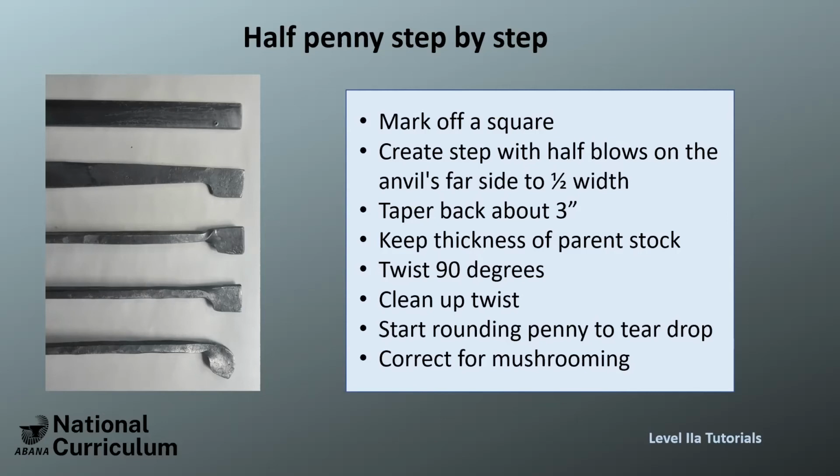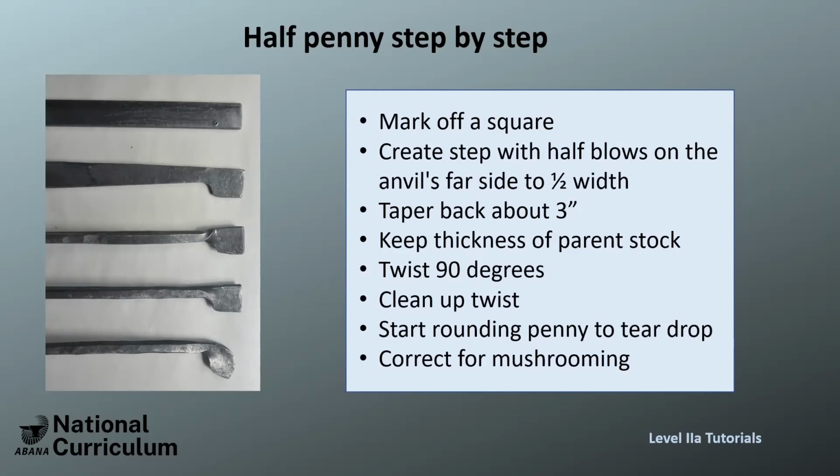That's what we will end up with, but we just go to 3/8 here, which is about half of the original width. And we twist it around 90 degrees and we clean up the twist and then start rounding the end. When we clean up the twist, we forge it further down. So if we would have necked it in 1/4, we couldn't clean up the twist anymore. And that's the reason we don't go all the way to 1/4.